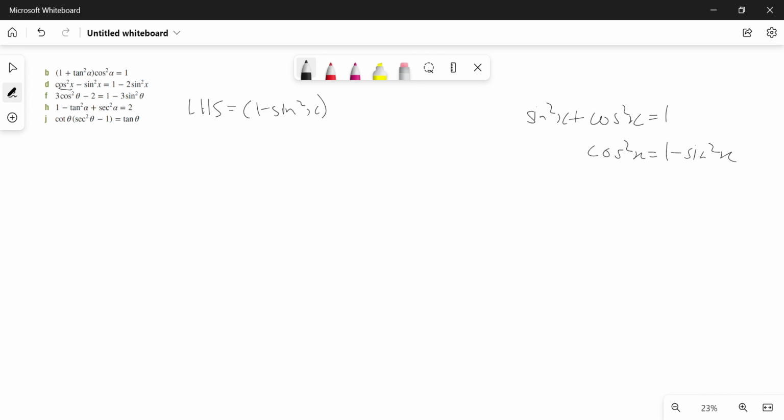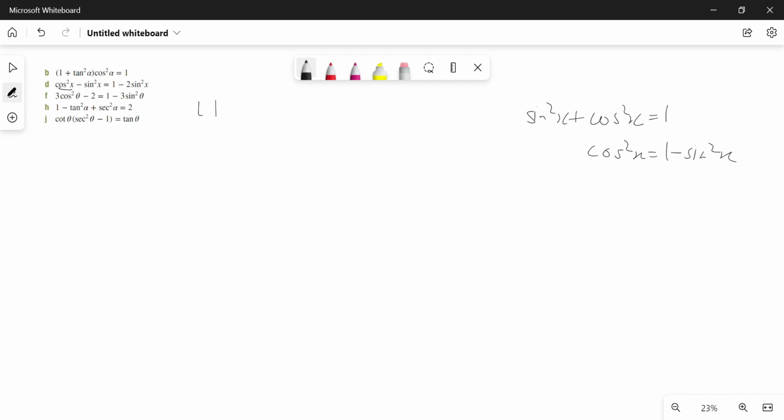So pretend I've already written that left hand side, and now this would be my second line. So you can see I'm going to have 1 minus sine squared minus sine squared, which is 1 minus 2 sine squared x, the right hand side.